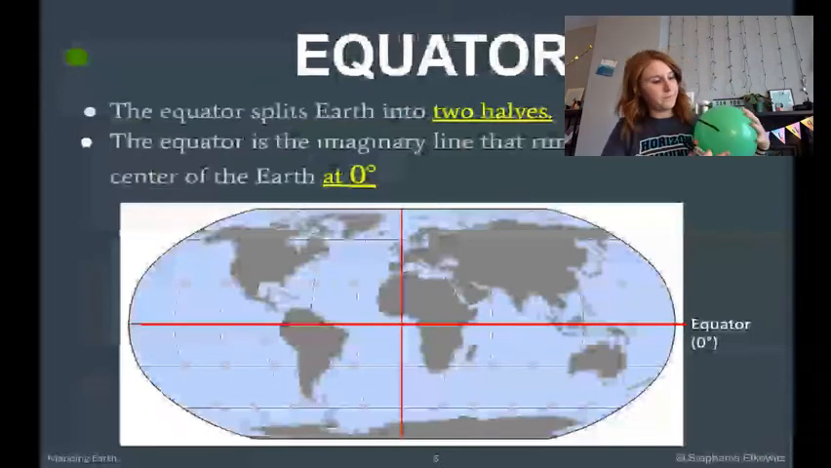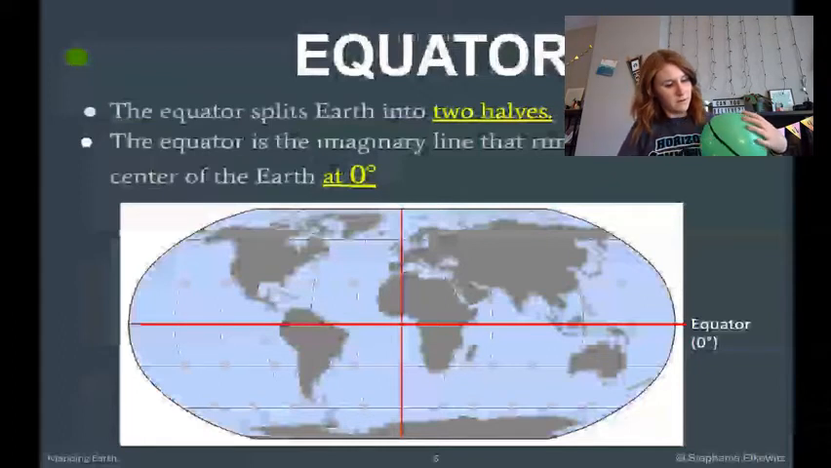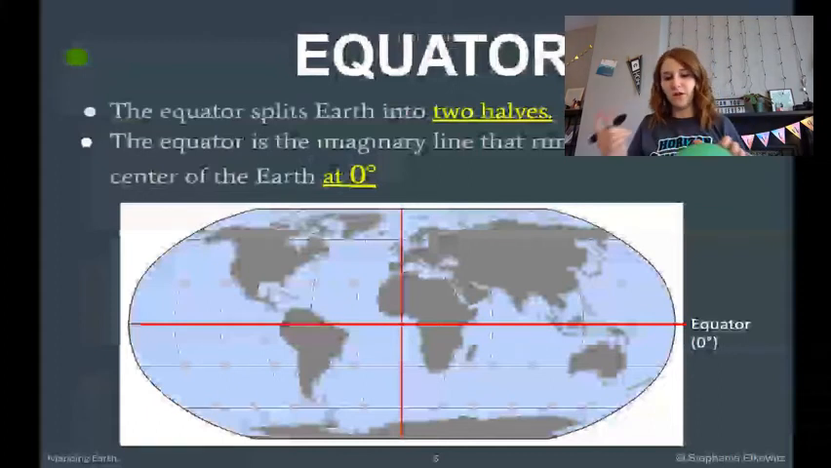The equator splits our Earth into two halves. So as I finish this line, this is our equator that I'm drawing on this ball here. The equator is the imaginary line that runs around the center of the Earth at 0 degrees. I'm going to label this equator, so don't forget.